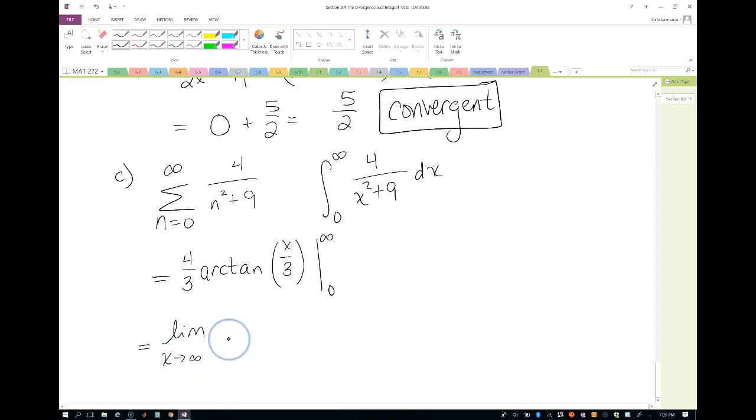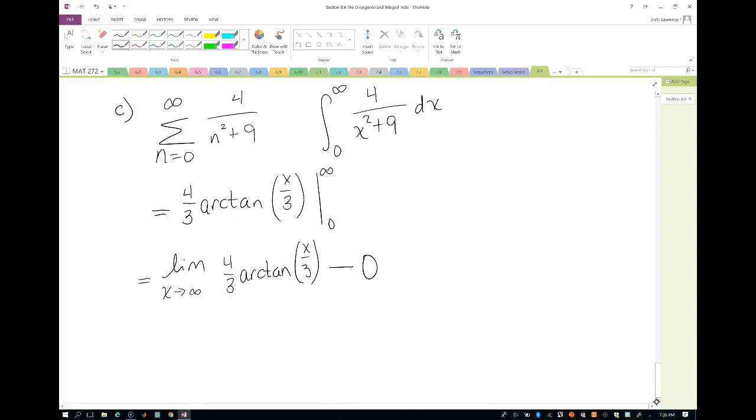So the limit as x approaches infinity for 4/3 arctan x over 3, and then we'll want to subtract what we get when we plug in 0. So 0 in that fraction will just be 0, and arctan of 0 is 0. You do have arctan on your calculator. It's the same thing as tan inverse. Arctan is the same thing as tan inverse.